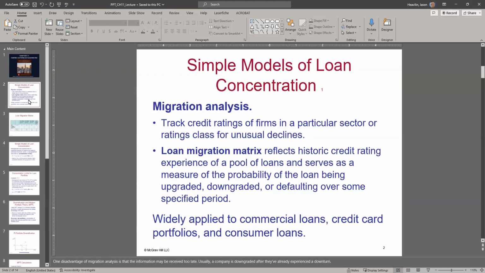On the next slide, we'll get more in detail on that, but it's pretty much when the credit rating changes or the risk of the credit rating changing. The loan migration matrix reflects historic credit rating experience of a pool of loans and serves as a measure of the probability of the loan being upgraded, downgraded, or defaulting over some specified period. It's pretty much the probability, the odds, the chances, the risk of something moving within their risk level, changing risk profiles. Widely applied to commercial loans, credit card portfolios, and consumer loans.